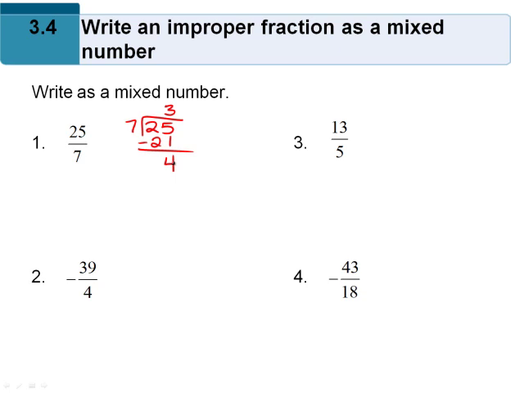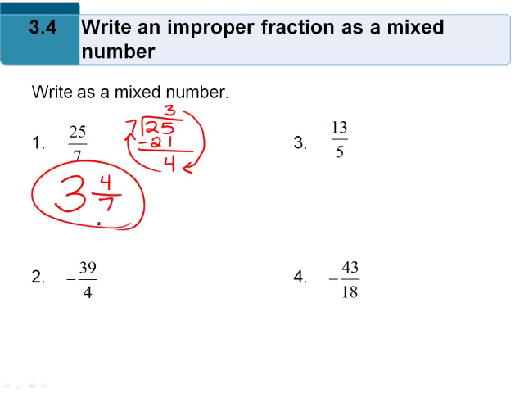Now, to write your answer, you start at the top with the 3. That's always going to be the whole number. The top number is the whole number, 3, and you just go in a clockwise circle and read it like a mixed number. A mixed number is a whole number and a fraction. So you have 3 and 4 sevenths, just like that. The 4 goes over the 7, and that is your mixed number.